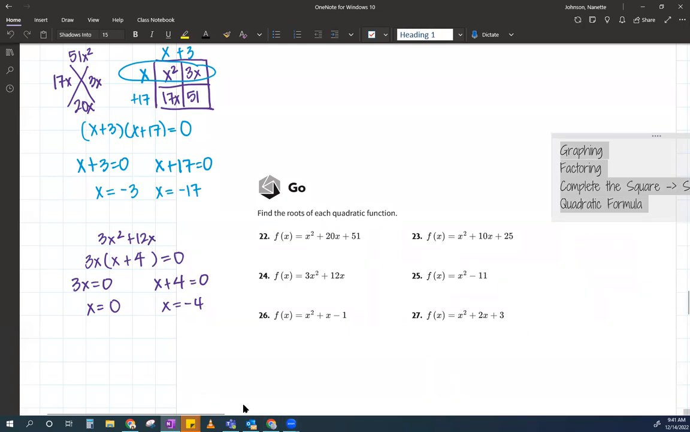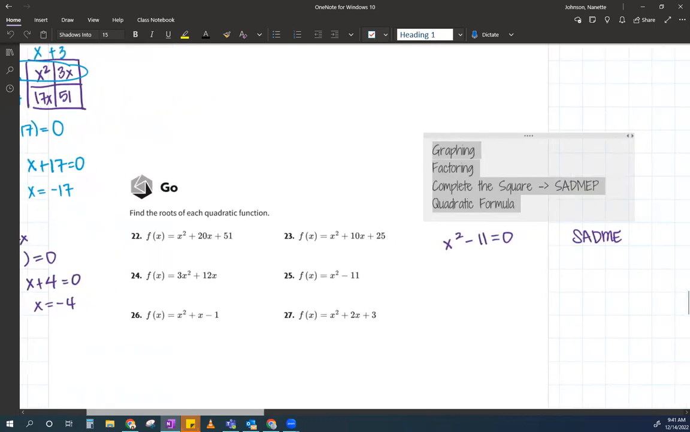All right, this last one, x squared minus 11, I'm going to be using kind of like the completing the square idea, except I don't have to complete the square because there's no middle term. So I'm going to jump directly to SADMAP. In case you're new, SADMAP is PEMDAS backwards, and SADMAP is the order I use to solve equations. So let me show you.